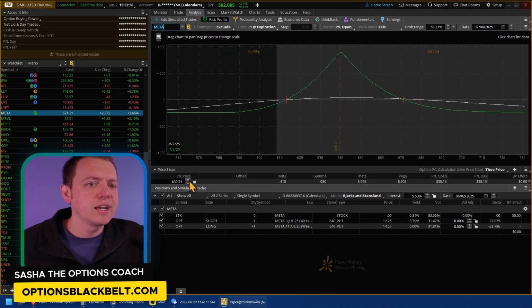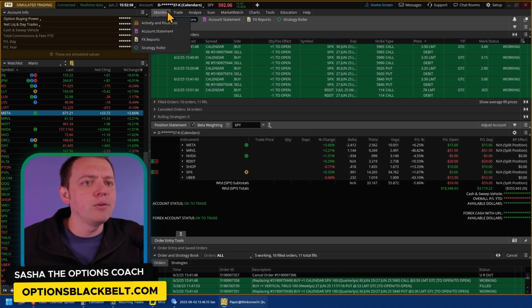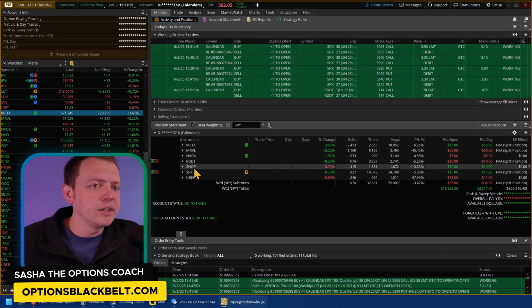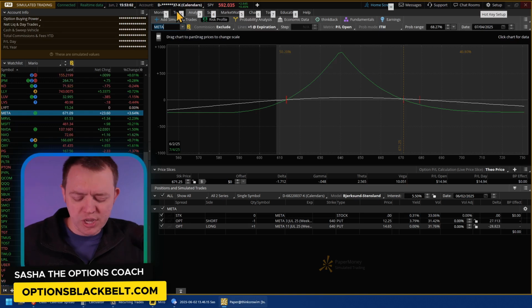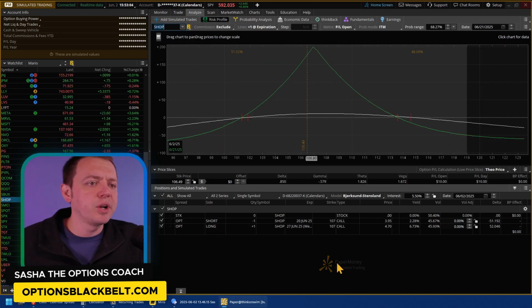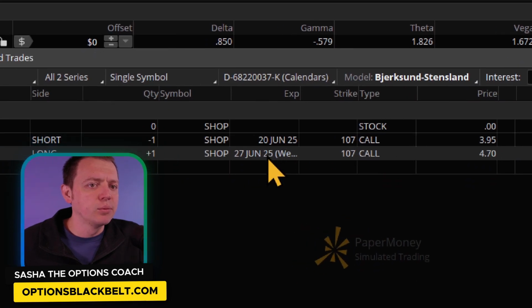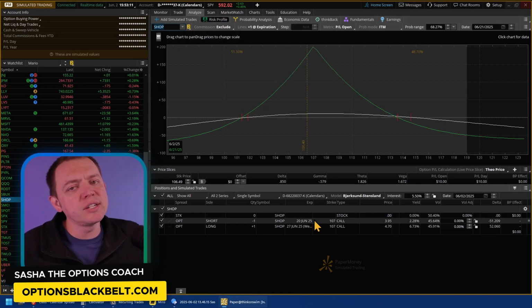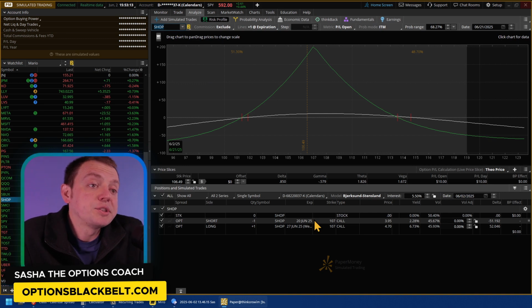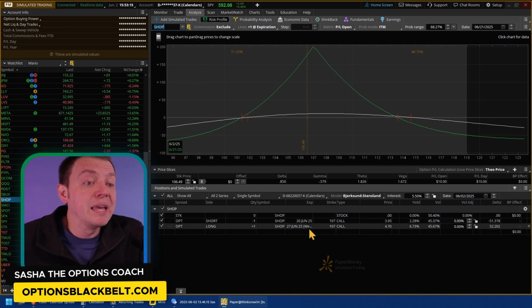So when we start seeing that kind of stuff, it's like, oh man, I don't like the way that looks. And that's a problem for some people. Here's another one, Shopify, that I put on a calendar spread here. Also, people just don't like this because it's like, okay, well, what does that mean? So it gets people a little bit scared, especially if they're new.